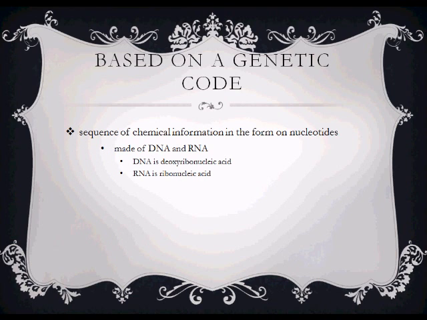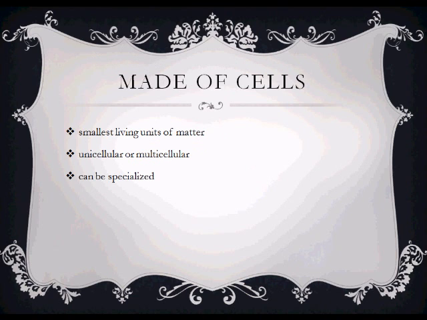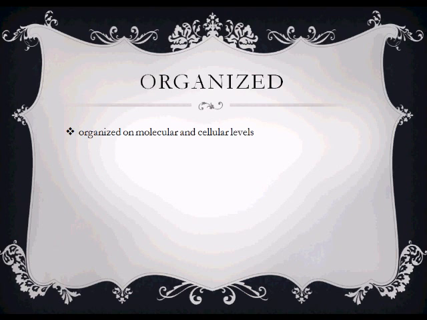So, to begin, all living things are based on a genetic code. Sequences of information in the form of nucleotides make up DNA and RNA. All living things are made of cells. Cells are the smallest living units of matter. Organisms are unicellular or multicellular, and oftentimes cells are specialized. Organization. So, cells and organisms are organized on molecular and cellular levels, as well as organ systems and tissues, big levels.